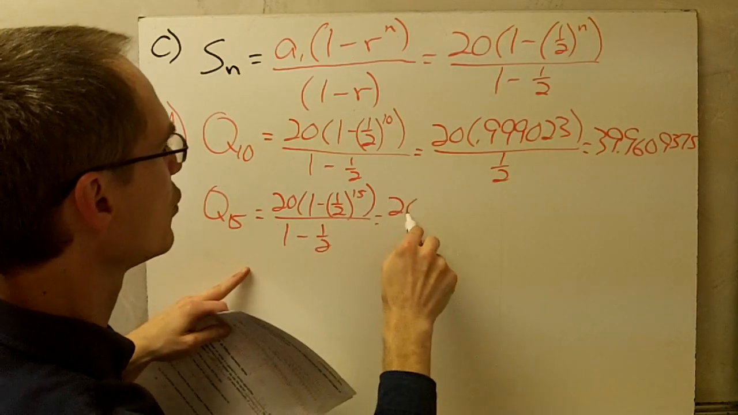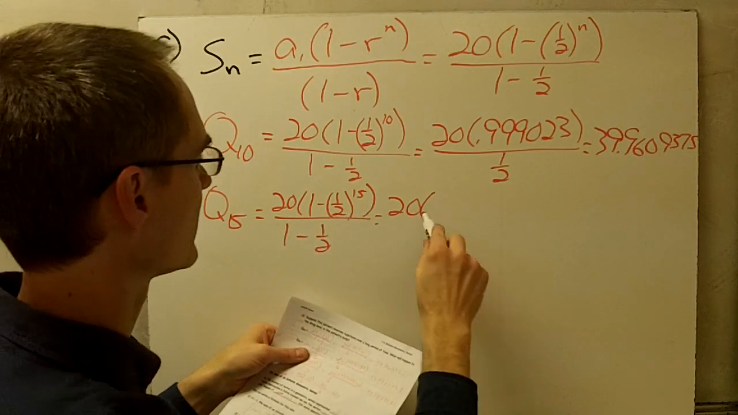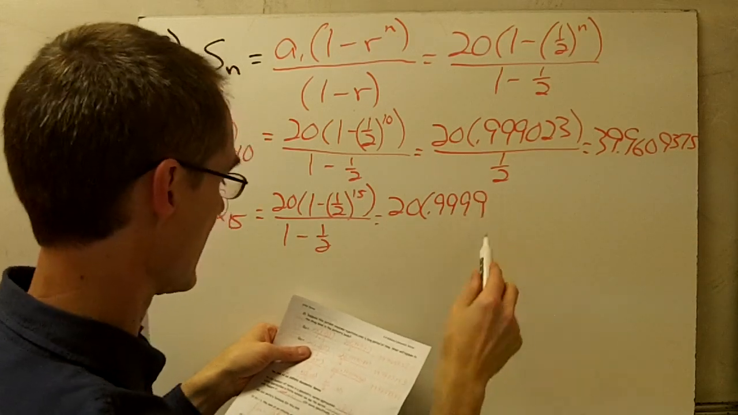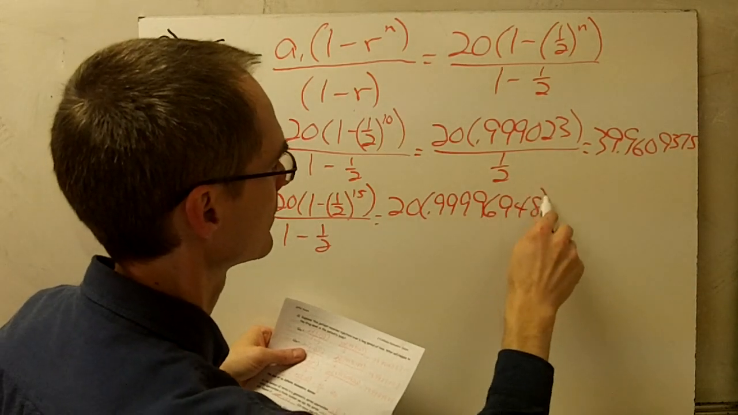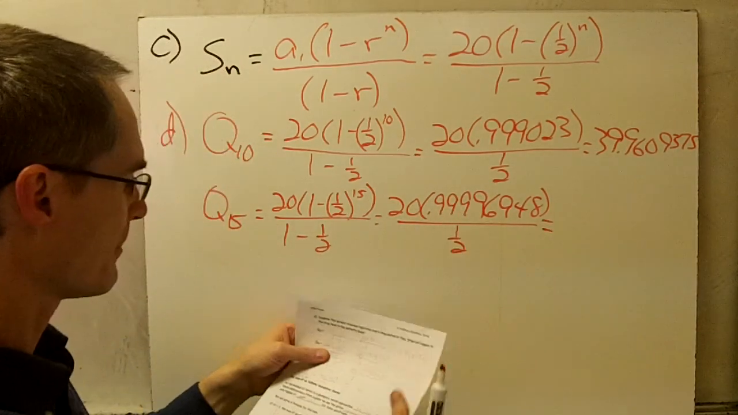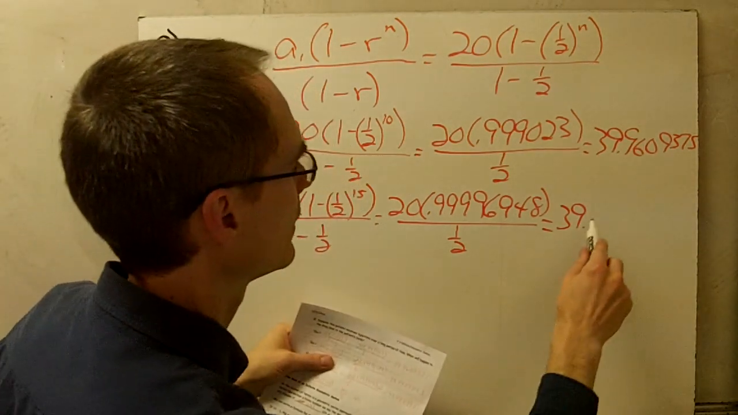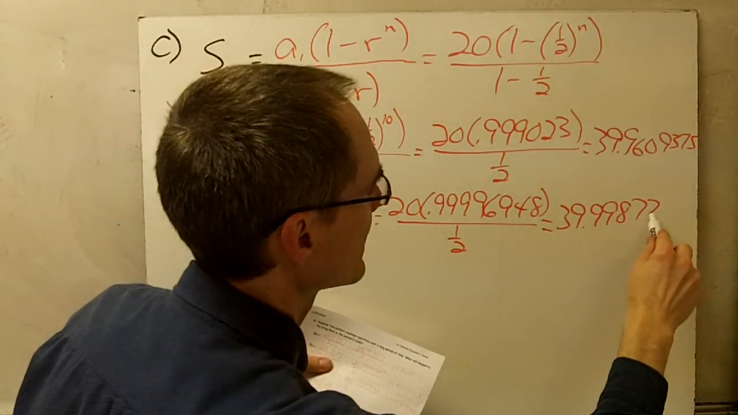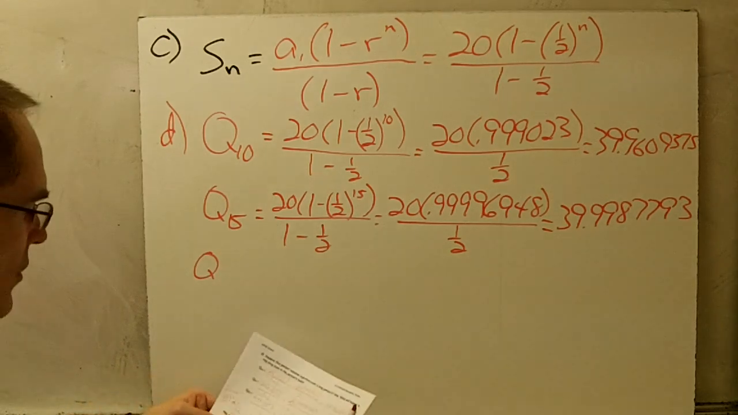And let's see, that's going to give me 20 times, and again, if I evaluate this part here in the parentheses, I get 0.99996948 over 1/2. And if I punch that in, then I get 39.9987793.